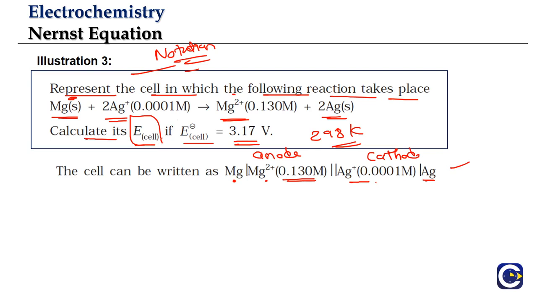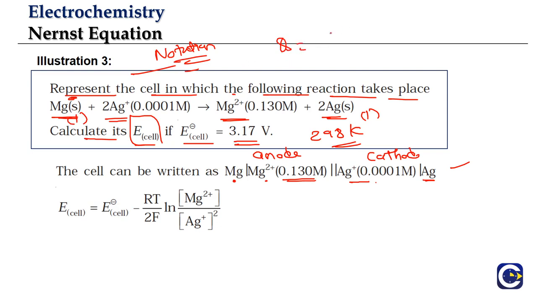Since the temperature is 298 Kelvin, we have the formula E cell is equal to E naught cell minus RT by 2F ln Q value for this reaction. Because Ag, since it is a solid, the active mass will be 1. This is also active mass 1. So Q value for this reaction will be Mg2 plus concentration, that is the product side, divided by reactant side. We have 2 for the Ag plus, factor 2, so we'll have Ag plus concentration power 2. So the cell EMF value will be E cell is equal to E naught cell minus RT by 2F ln Q. Q value will be magnesium 2 plus ion concentration by Ag plus ion concentration square.